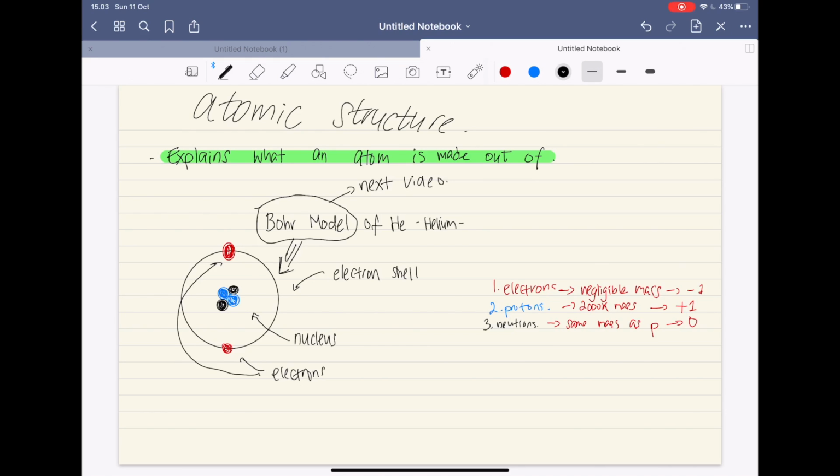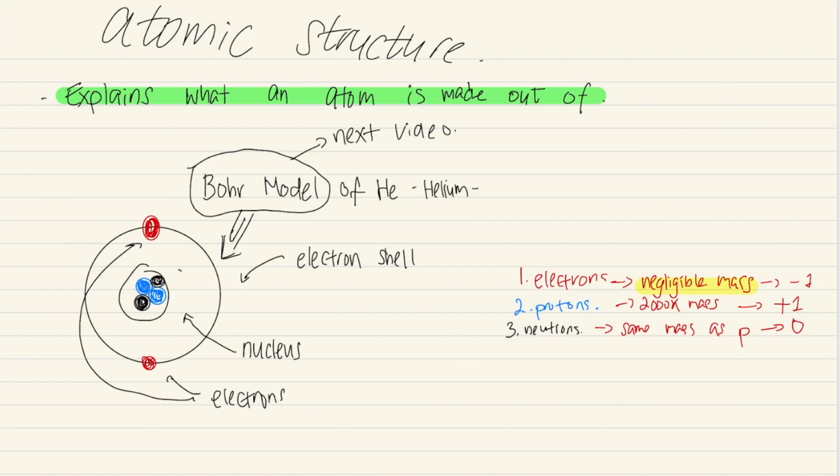Let's first explain what an electron is. An electron, these two little red circles here, is a particle that orbits around the nucleus, which is the middle part here, and it has near zero or negligible mass. This is a very important point. Their mass is nearly zero, and they also have a charge of -1.